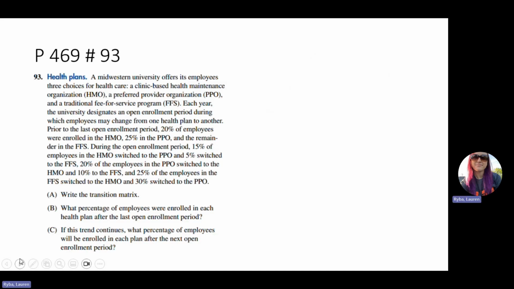So you can see we've got 3 states, right? Hopefully at this point, since we've done enough, you don't have to draw the transition diagram with all the circles. We can just go straight to the matrix. So I'm going to put HMO, PPO, fee for service, HPF. All right, so let's see what we got here.